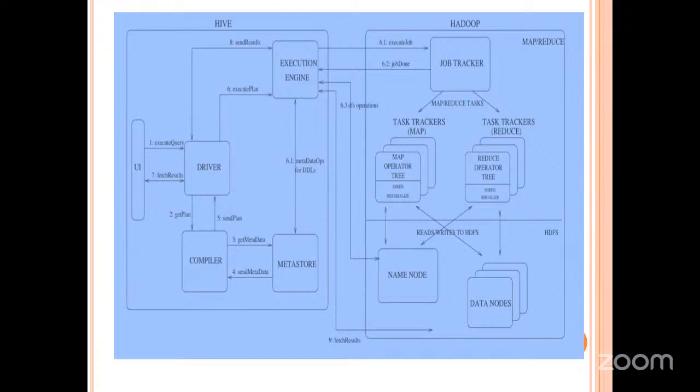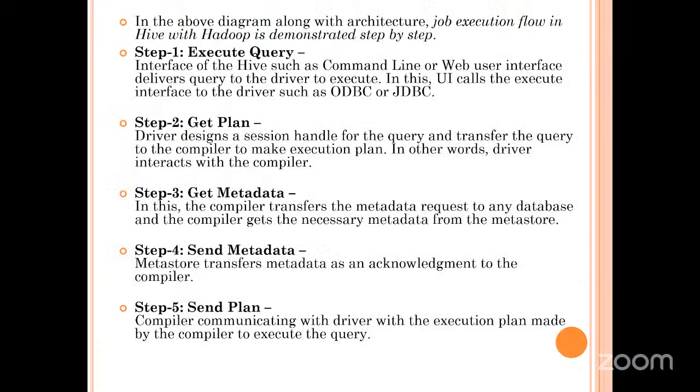So the compiler sends the metadata. See here, it sends the metadata. First write down get plan, get metadata. Then it will send the metadata. Then you are sending the plan. You are getting the plan and sending the plan, right? From one level to another level.